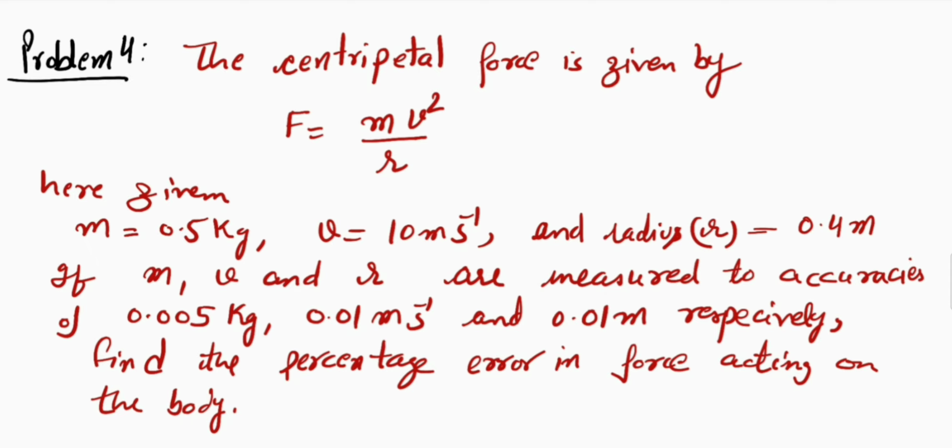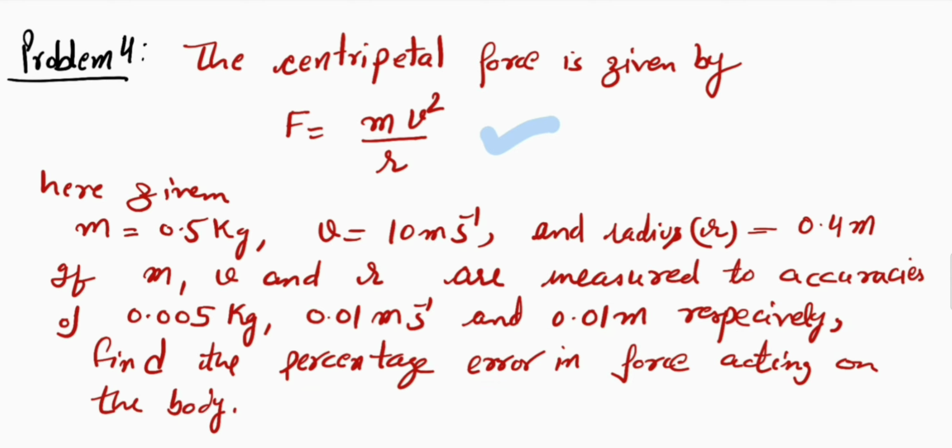The last problem here is: the centripetal force is given by F is equal to mv square upon r. Here it is given that the mass is equal to 0.5 kg, v is equal to 10 meter per second, and radius is equal to 0.4 meter. If m, v and r are measured to accuracies of 0.05 gram, 0.01 meter per second and 0.01 meter, find the percentage error in the force acting on the body.